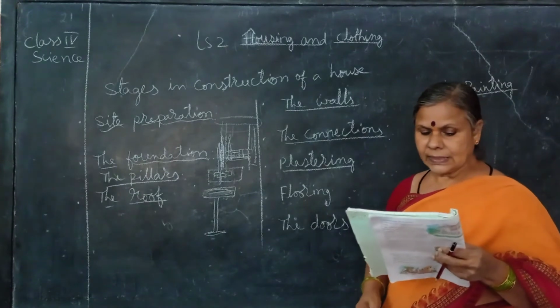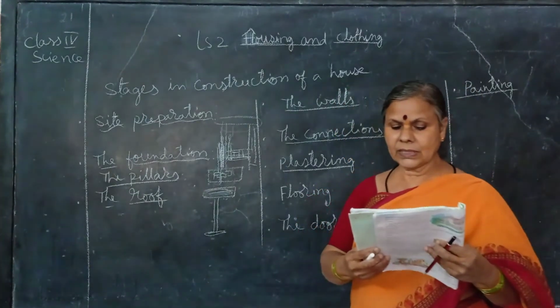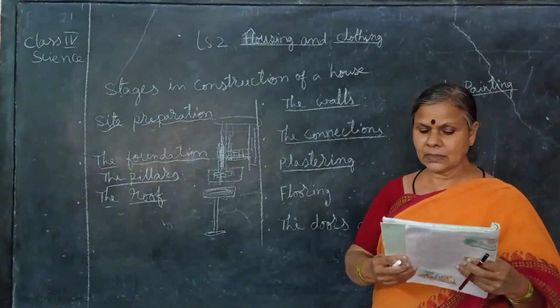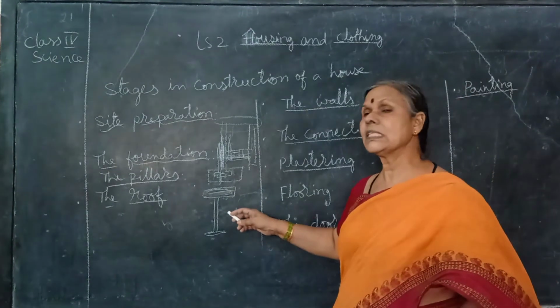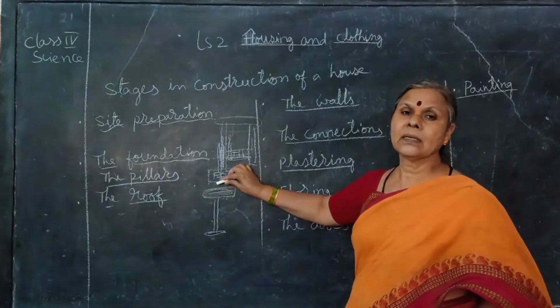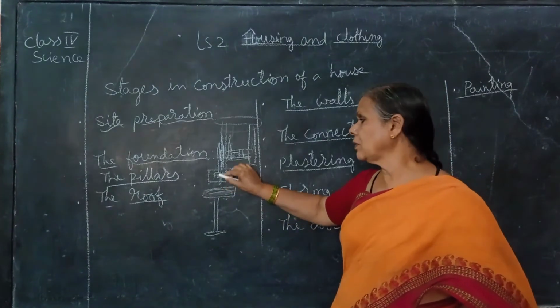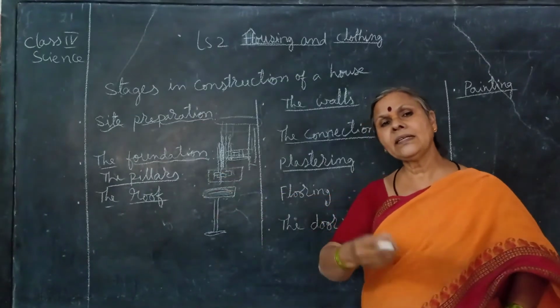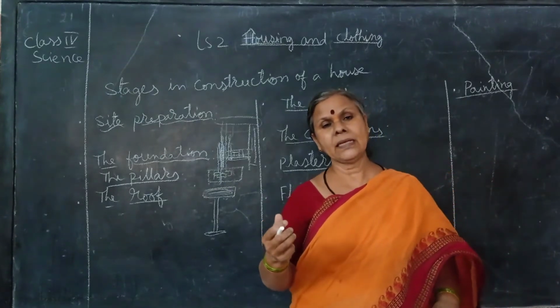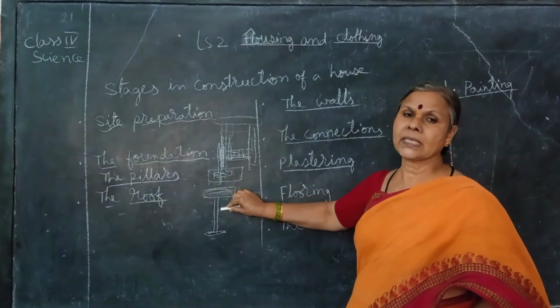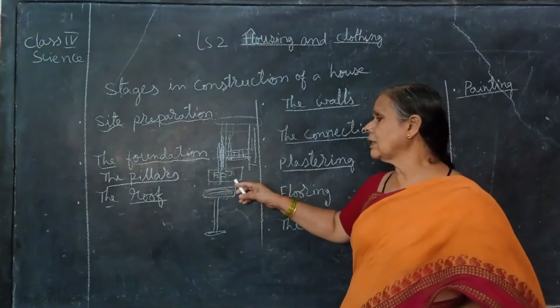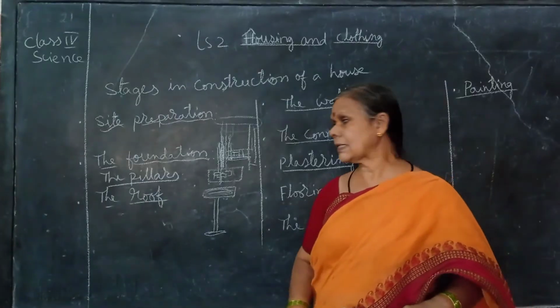The walls and the ceiling are then covered with a layer of cement, sand and water. This is what? Plastering. What is plastering? Covering the bricks, giving the good look. They will give a thin layer of sand, cement and water to cover all the bricks. So it is called plastering.